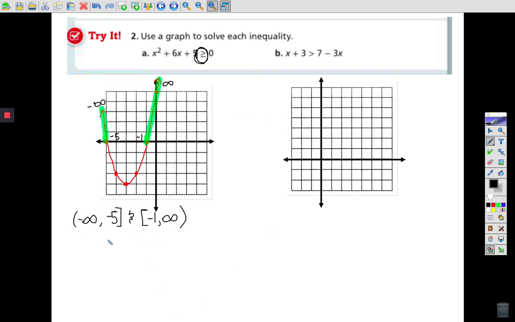So we don't want to keep it like this. We need to write it in a different form. This is in interval notation, and we need it in inequality notation. So this is saying all the values that are less than or equal to negative 5, right? So we would write x is going to be less than or equal to negative 5, or x has to be what? Greater than or equal to negative 1.